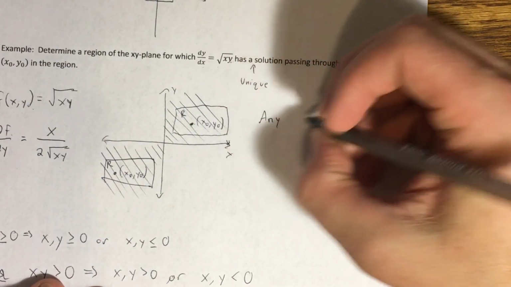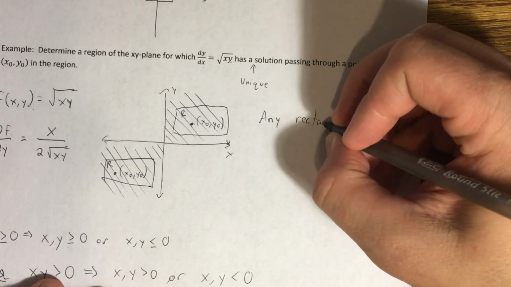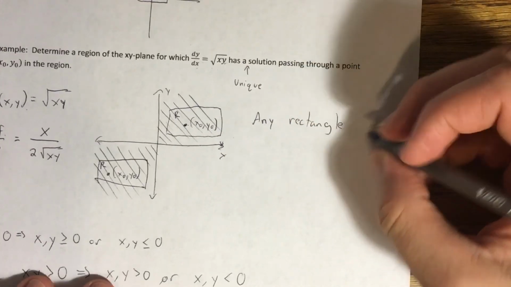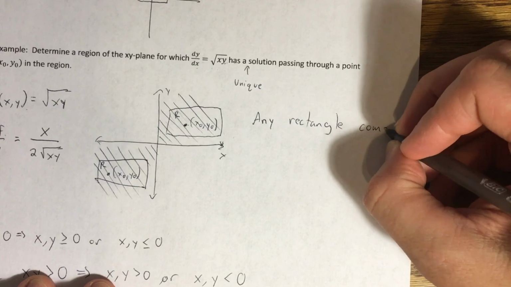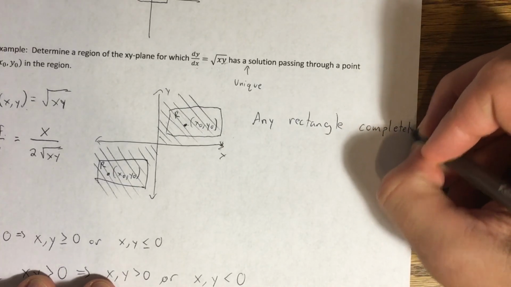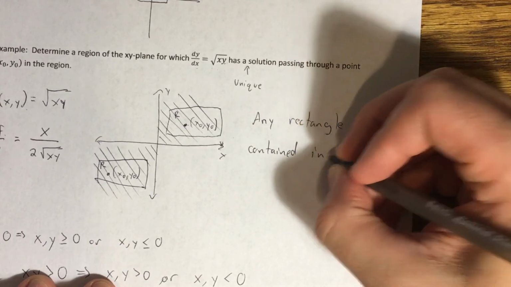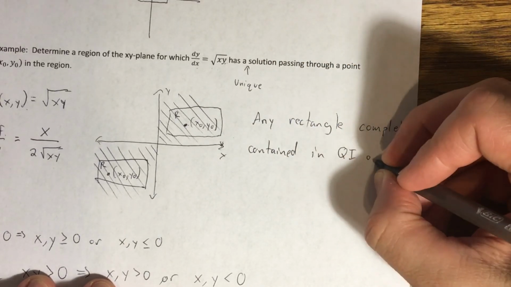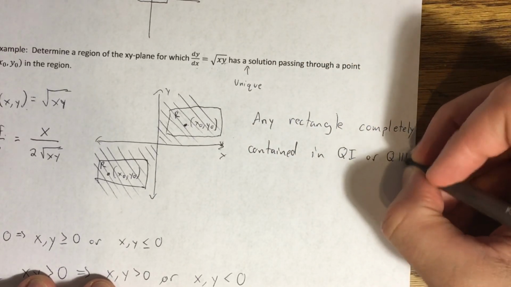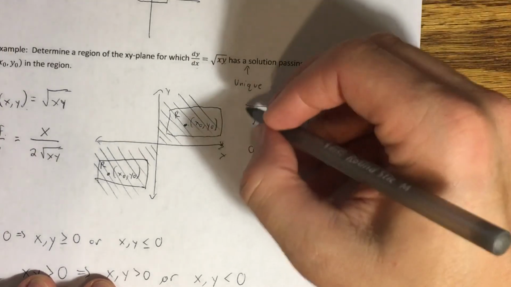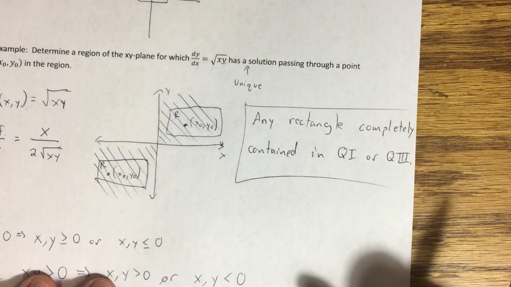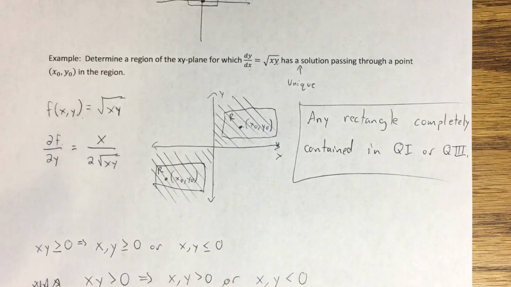Any rectangle completely contained in quadrant 1 or quadrant 3. That will work as the region that we're looking for. Any rectangle completely contained in either of those two quadrants.